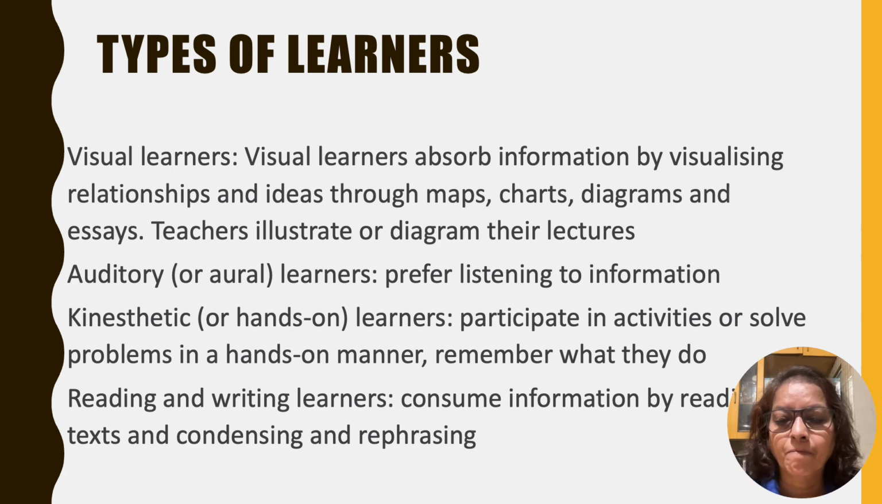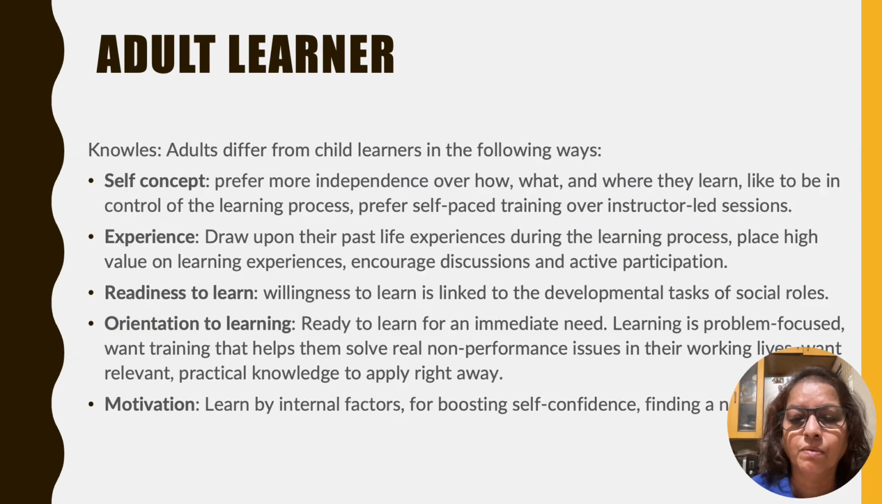Types of learners. We have visual learners who like to absorb information by visualizing relationships and ideas through maps, charts, and diagrams, and teachers essentially do that. Auditory or oral learners prefer listening to information. Kinesthetic or hands-on learners want to do everything themselves, perform something, understand, and then proceed. Reading and writing learners, it is self-explanatory, are those who like to read and rephrase what is learned.